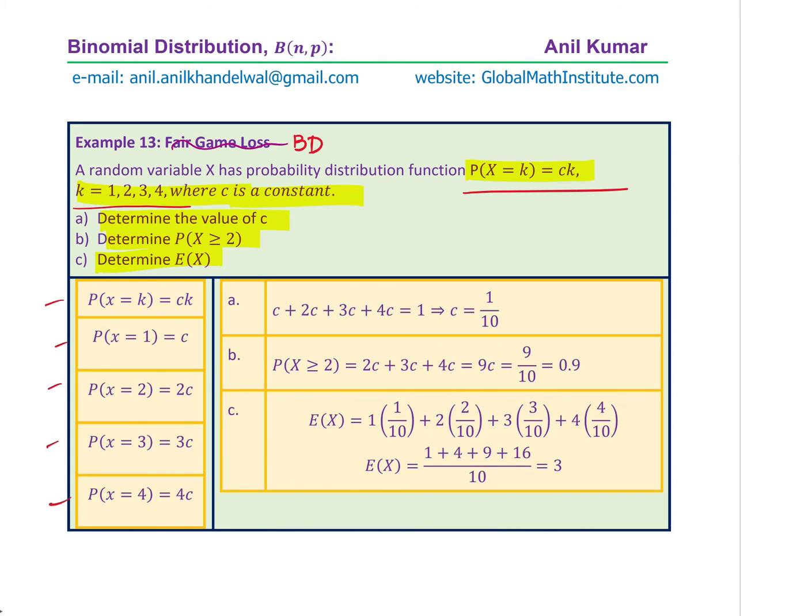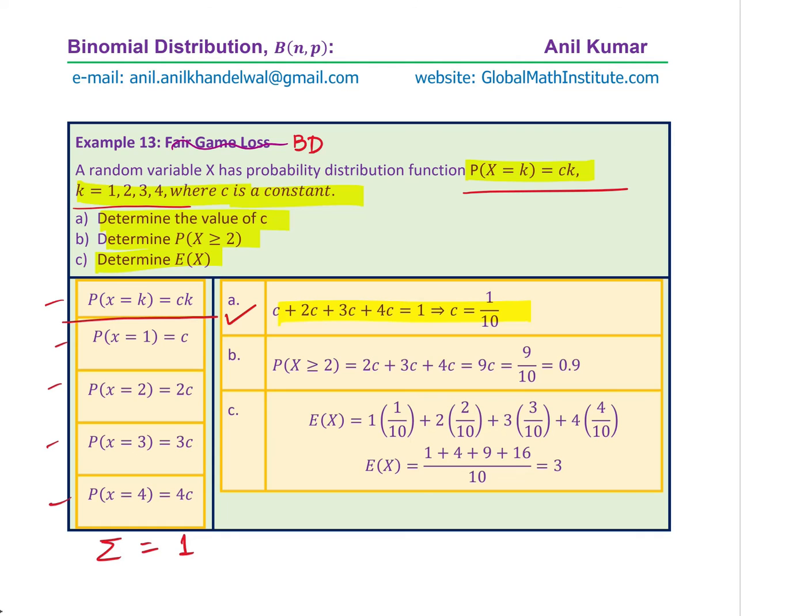So when k is equal to 1, in that case, the probability is c. When k is 2, then it is 2c. 3, 3c, 4, 4c, right? And all these sums should be 1, right? So the sum of this should be equal to 1. So when you add them up, what you get is the sum equals 1, and you can calculate the value of c. And that is how you could do part A. Is that clear to you?